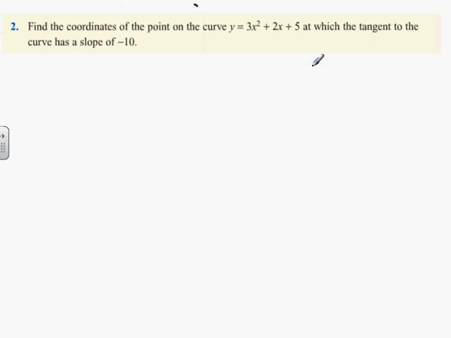Guys, with these questions, what you have is a curve. When it says the word tangent, curve and slope, the slope equals the first derivative.